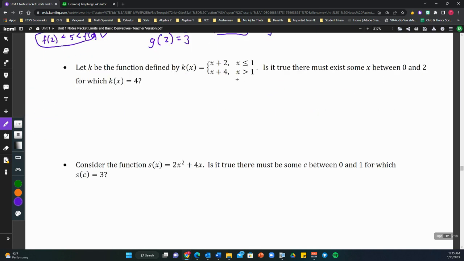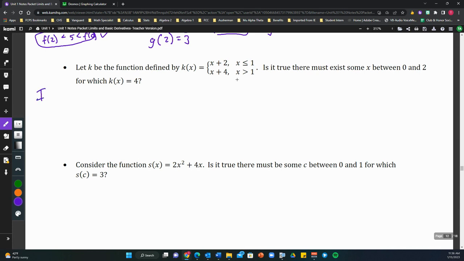All right, so let's try this next one. A little trickier because this is a piecewise function. Remember, those are always a little more difficult. But this one says, let k be the function defined by k of x equals the piecewise defined function x plus 2 when x is less than or equal to 1, and x plus 4 when x is greater than 1. We want to know, is it true that there must exist some x between 0 and 2 for which k of x equals 4?